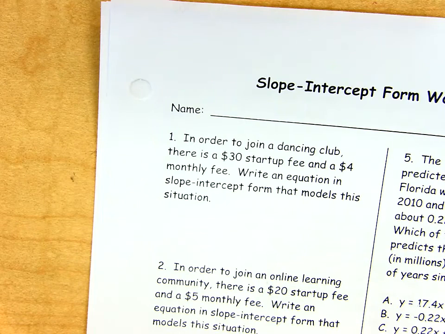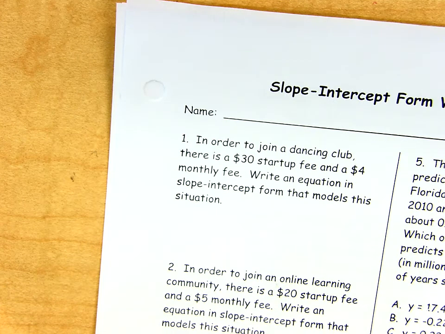Okay, so let's go ahead and read the first one and see if we can figure out what in the world we're doing. Number 1, in order to join a dancing club, there's a $30 startup fee and a $4 monthly fee. Write an equation in slope-intercept form that models this situation.